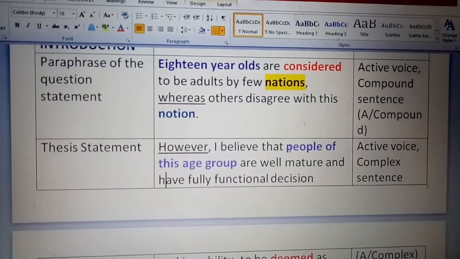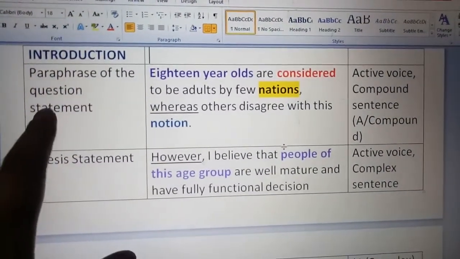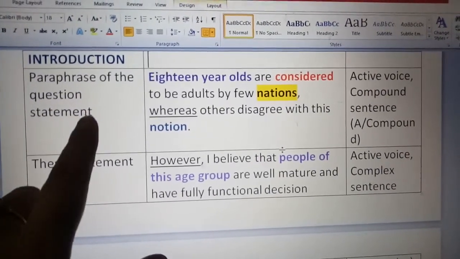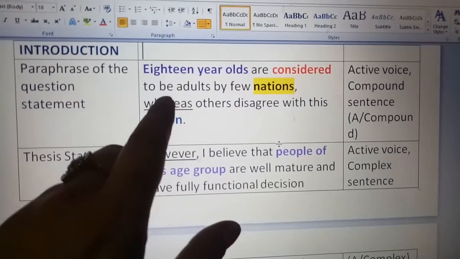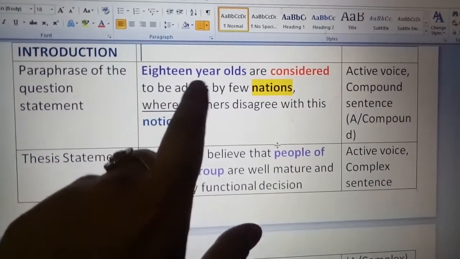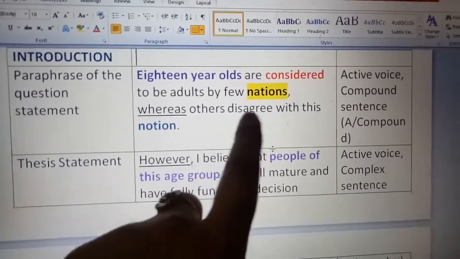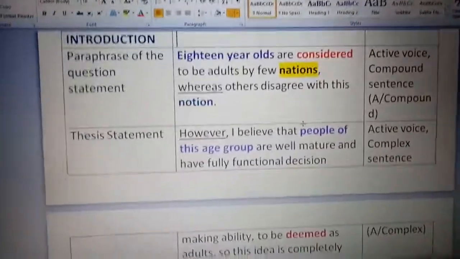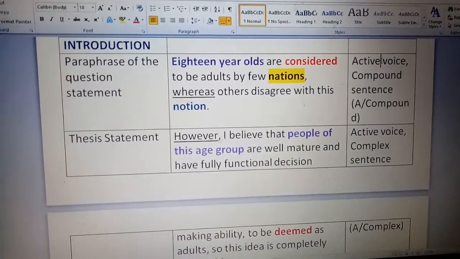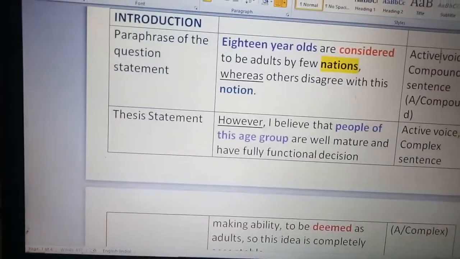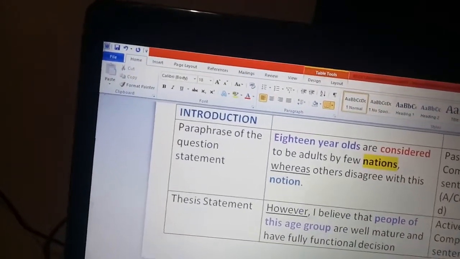Now, in the introduction, the first part we always know is the paraphrase of the question statement. So the paraphrase which I have done is, I have said that 18-year-olds are considered to be adults by few nations, whereas others disagree with this notion. Well guys, this is a passive voice. This was an error on my part, I think. It is not an active voice.